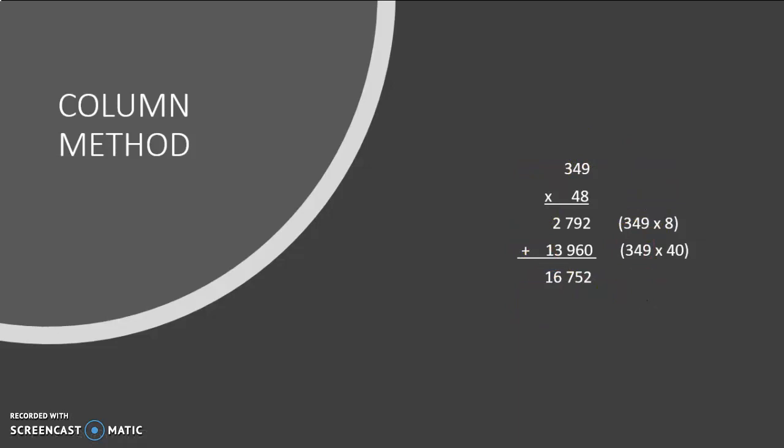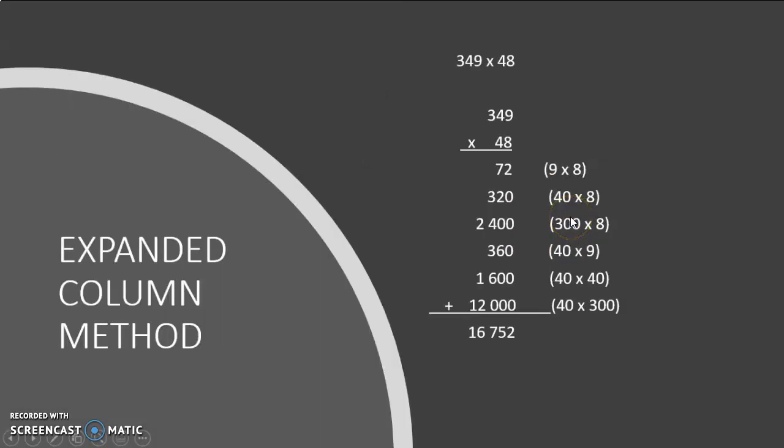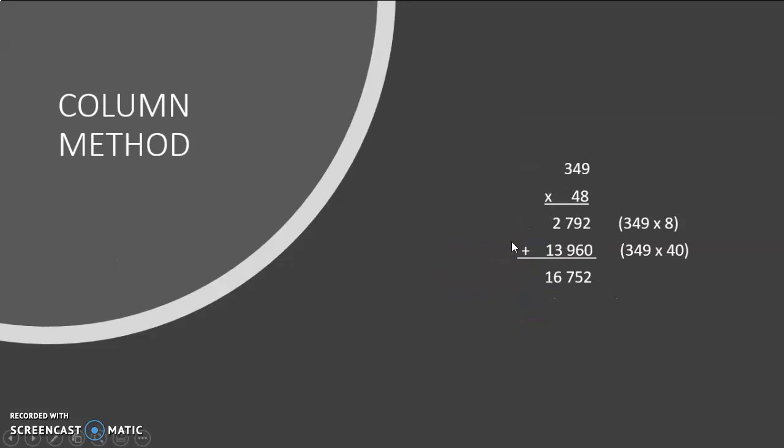And our last method, this is one I think most of you are familiar with, and it's the shortest version there is as well, our column method. I multiply 3, 40, and 300 with 8. All this done in one step, and then all of this done in a second step and added.